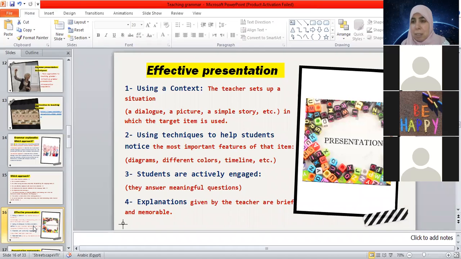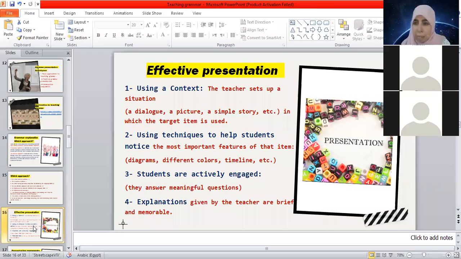It's supposed not to be just examples 1, 2, 3, 4. For example, number 1, I am playing football. Number 2, he is playing football. Number 3, we are playing football. It's supposed to have a context. It can be a short paragraph, a dialogue, or a picture. For example, a group of children in a picture. I ask, what are they doing now? Look at this boy, he is playing football. So try to use a context while teaching grammar.